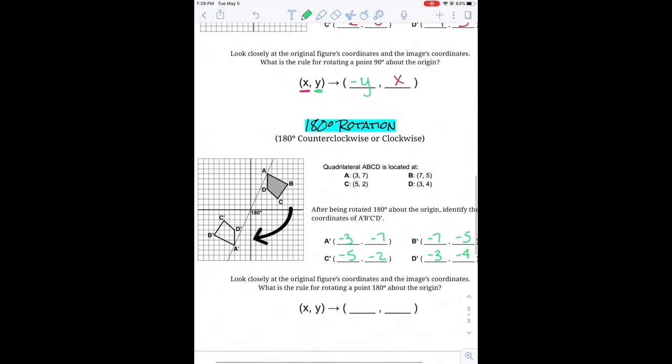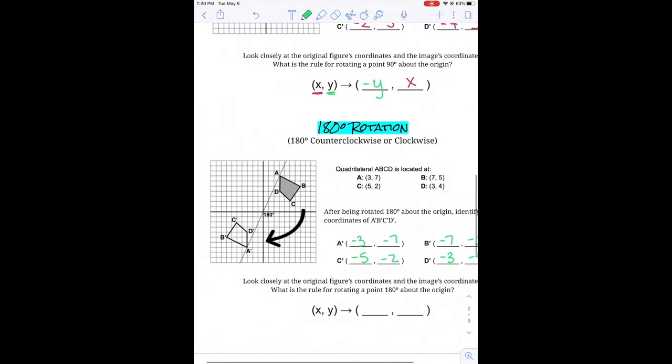So 180 degrees. And I'm going to draw the arrow going the other way because their arrow is clockwise. I want counterclockwise. It's like going 2 quadrants. And you can see that they've drawn a line from A to the origin, and then they've kept going because we want 180 degrees. That's a straight line. So that's how they got the next point A.